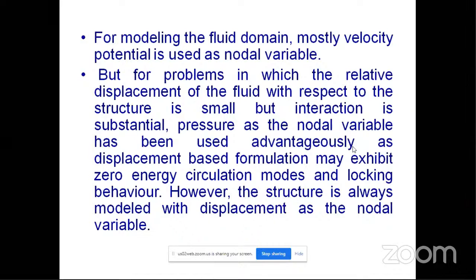Okay, so here, for problems of this nature, I have considered pressure as the nodal variable instead of the velocity. You can see the PPT line by line afterwards, but here I have taken the pressure as the nodal variable.